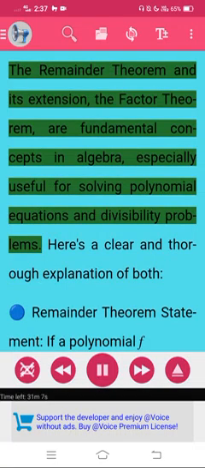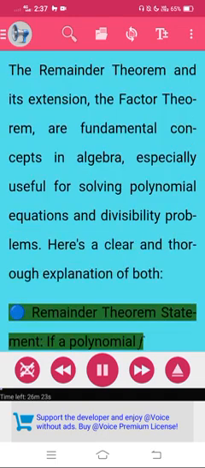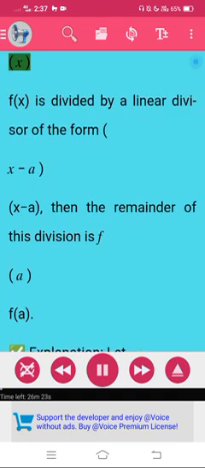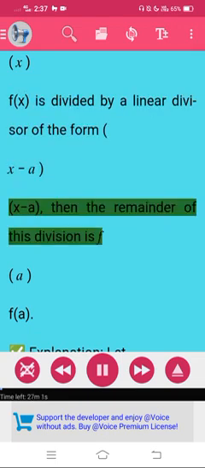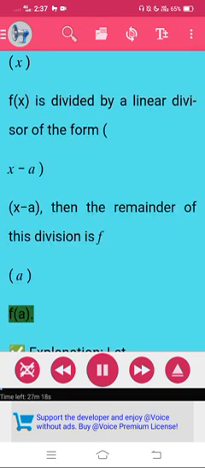The remainder theorem and its extension, the factor theorem, are fundamental concepts in algebra, especially useful for solving polynomial equations and divisibility problems. Here's a clear and thorough explanation of both. Remainder theorem statement: if a polynomial f(x) is divided by a linear divisor of the form x minus a, then the remainder of this division is f(a).